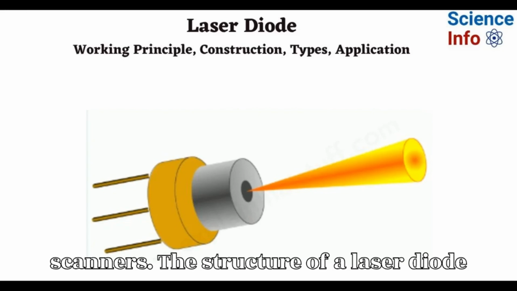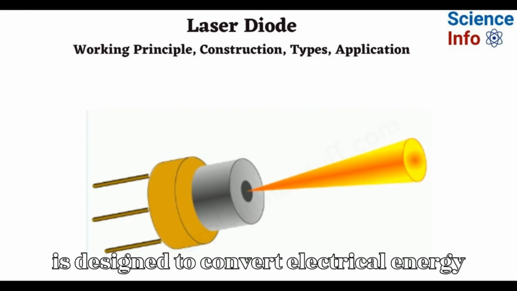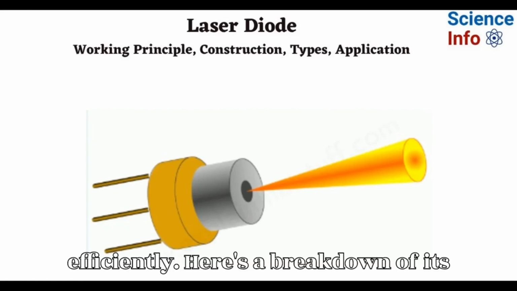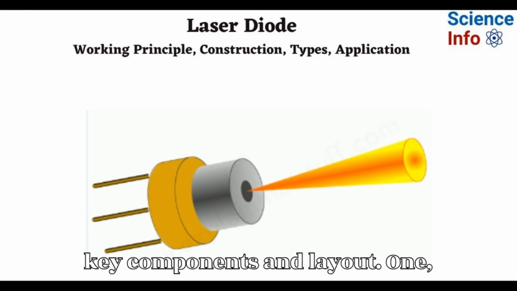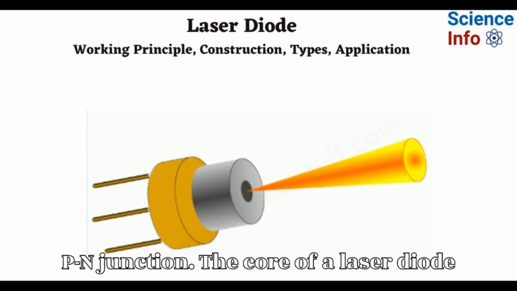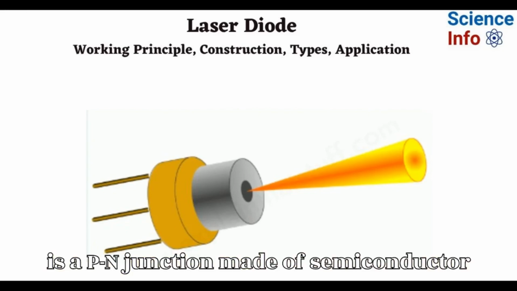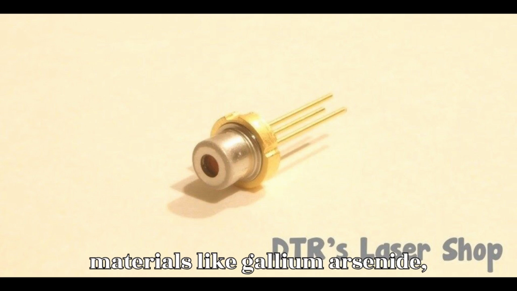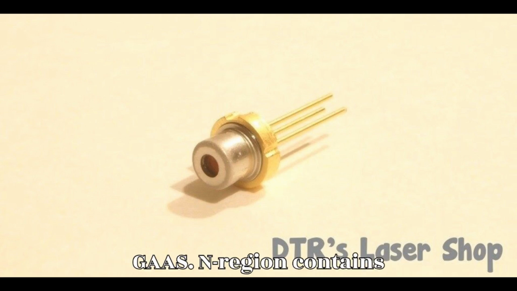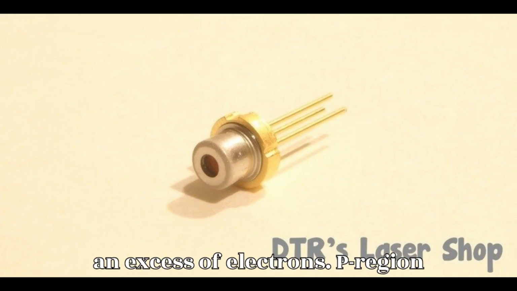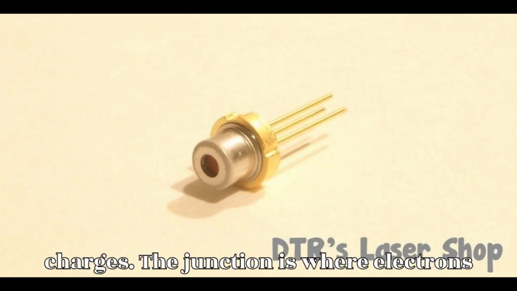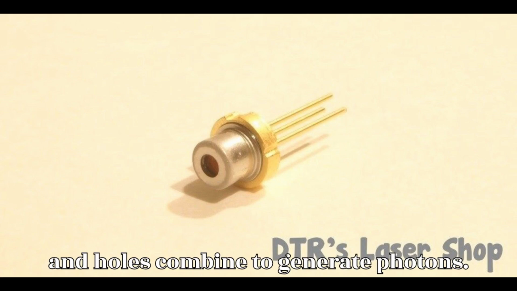The structure of a laser diode is designed to convert electrical energy into a focused beam of laser light efficiently. Here's a breakdown of its key components and layout. 1. P-N junction. The core of a laser diode is a P-N junction made of semiconductor materials, like gallium arsenide, GaAs. N-region contains an excess of electrons. P-region contains an excess of holes, positive charges. The junction is where electrons and holes combine to generate photons.